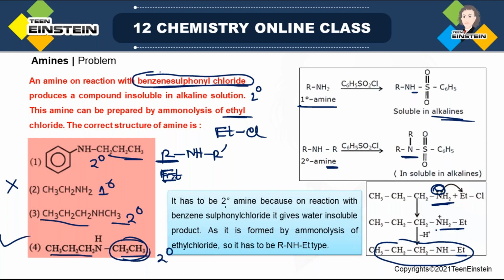So here the logic is it has to be 2 degree amine, because on reaction with PhSO2Cl it gives a water insoluble product. And the second thing, as you are getting it by the ammonolysis of ethyl chloride, one of the groups must be ethyl. So the type should be like this, as I have mentioned here. It should be R group, the group may be anything that is not clearly mentioned, but NH and Et. Okay, so this is the format of 2 degree, but one of the R groups must be ethyl. Then only it is matching with all the information that are given in the question. So correct option, option 4.